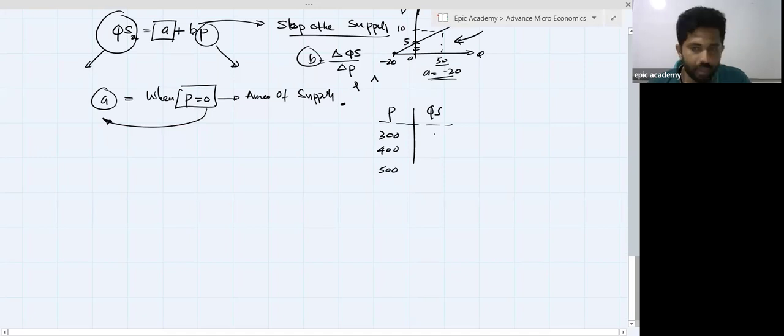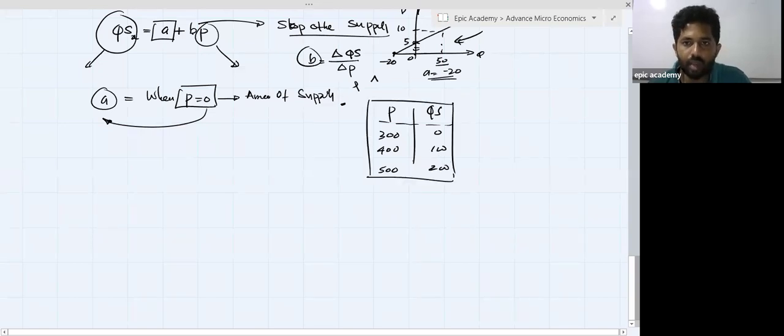Quantity supply 0, 100 and 200. So this is the schedule. We call it supply schedule. By using this supply schedule, you are going to derive the supply equation. QS equal A plus BP. First of all, you are going to find the value for the B.